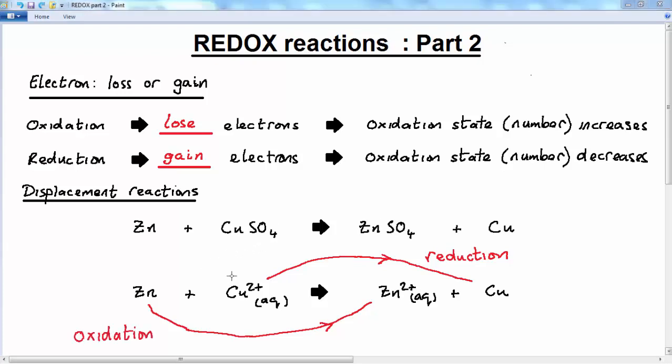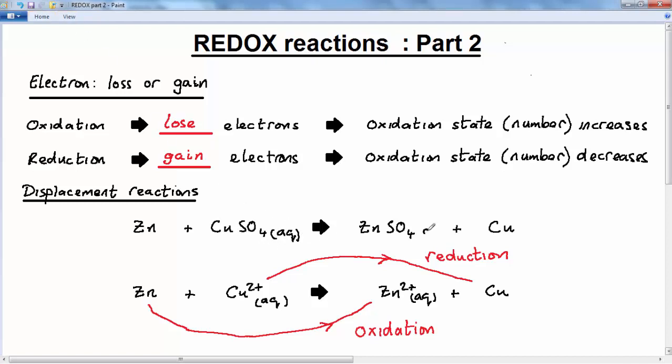Now before I continue, let's just make a bit of space and move this over here. And also I should have put here that this is an aqueous solution of copper 2 sulfate, and also that the zinc sulfate is aqueous.